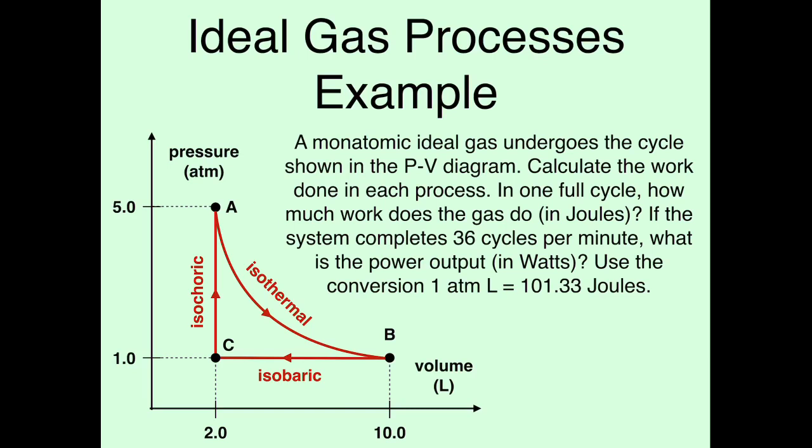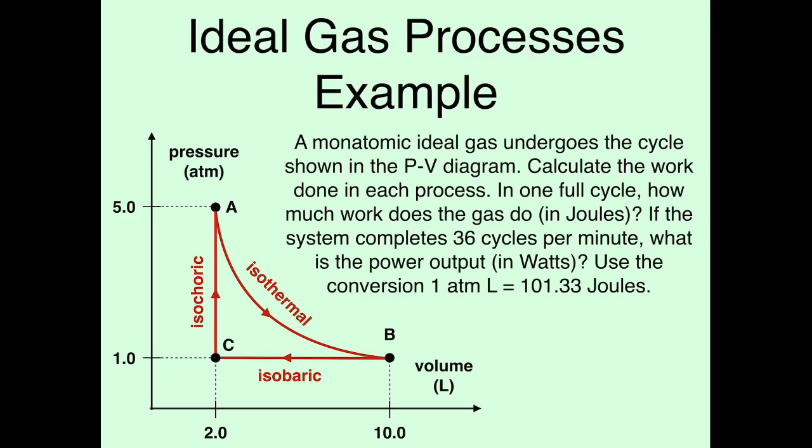And here's what we're doing. A monatomic ideal gas undergoes the cycle shown in the PV diagram. Calculate the work done in each process. In one full cycle, how much work does the gas do? We're going to calculate that in joules. Then, if the system completes 36 cycles per minute, what is the power output in units of watts?